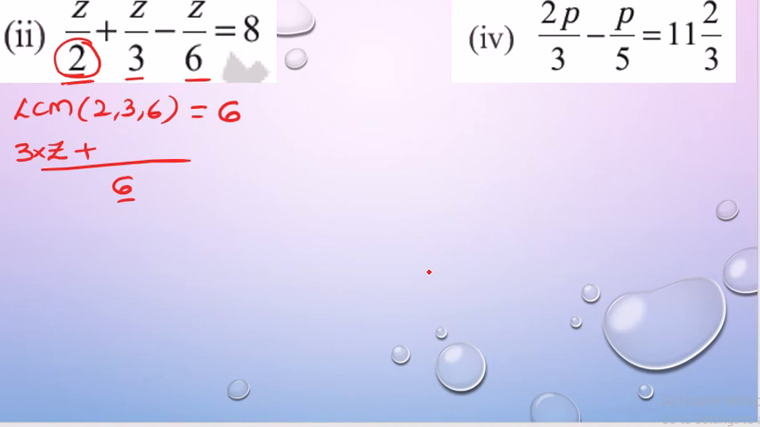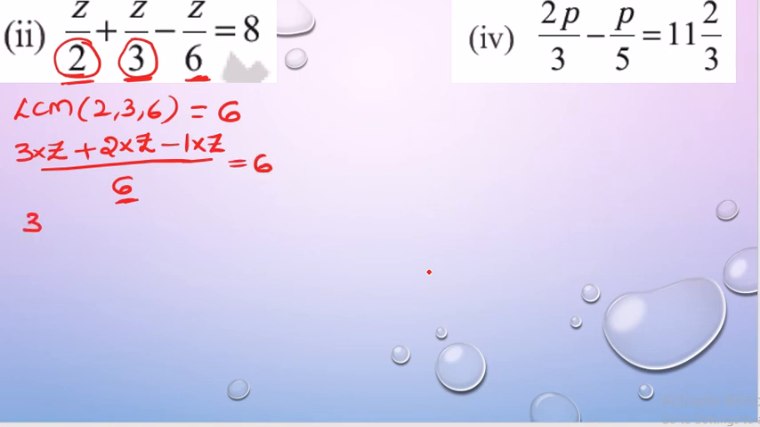Now next we need to go for this particular fraction. So in the 3 table, when will you get 6? 2 times. So 2 into the numerator, that we need to multiply. After that, whatever sign is present here, the same sign we need to keep here. Next, in the 6 table, when are you going to get 6? That is nothing but 1 time. So 1 into z is equal to 6.